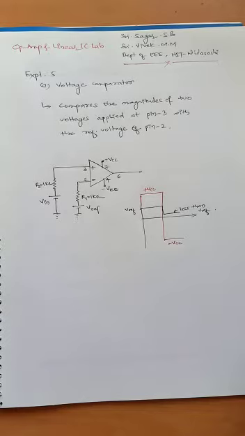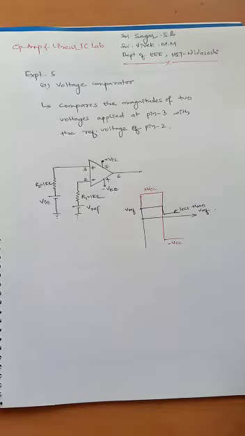Today we will be dealing with a comparator circuit using IC741, that is op-amp. First we will be dealing with voltage comparator. Now generally what is a comparator? It is an electronic decision making circuit which makes use of operational amplifiers.